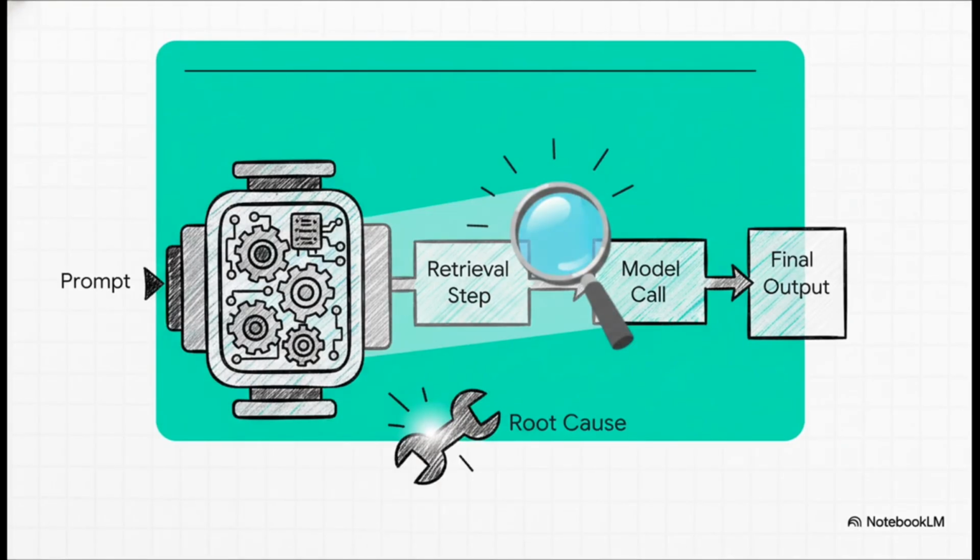Observability, though, that's a whole different ballgame. If monitoring is the dashboard, observability is the full diagnostic report you get from the mechanic. It lets you pop the hood and see everything. You can trace exactly how a user's prompt led to a certain piece of data being pulled, which led to a specific model call, and finally, the output. You get the why, the root cause.